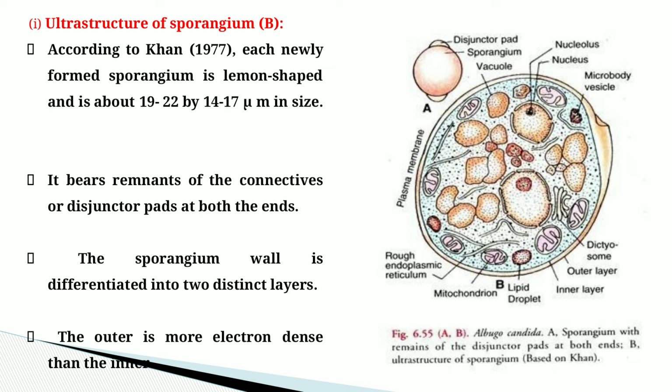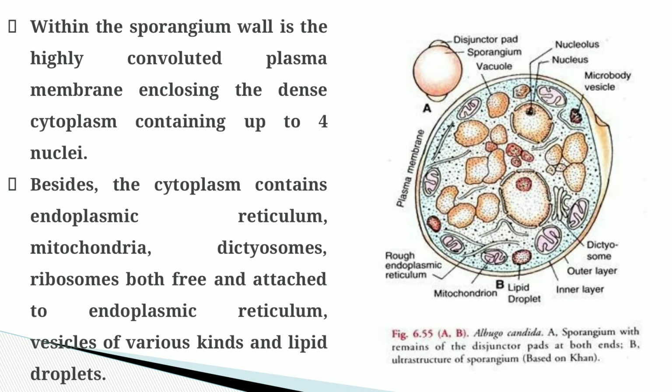So in the ultrastructure of the sporangium, according to Kohn, each newly formed sporangium is lemon-shaped. It bears remnants of the connectives or disjunctor pads at both the ends. The picture is very clear; you can see the disjunctor pads in picture A. The sporangium wall is differentiated into two layers, an outer layer and an inner layer. The outer layer is more electron dense than the inner layer.